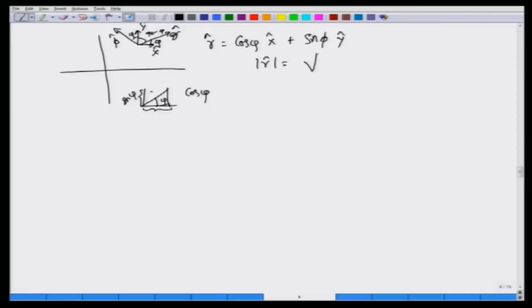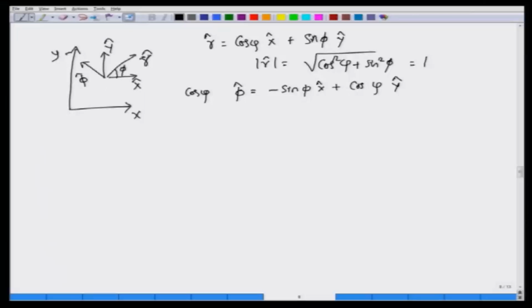Yes, because this will be equal to the square root of cos square phi plus sin square phi, which is equal to 1. Similarly, you can show that the unit vector for phi can be written as, because this phi is in this particular direction, phi along y will be cos, phi along x will be pointing in the negative direction. So, the phi hat vector, or the unit vector along phi, is given by minus sin phi x hat plus cos phi y hat. Okay. So, I sort of talked about a vector along a particular direction.